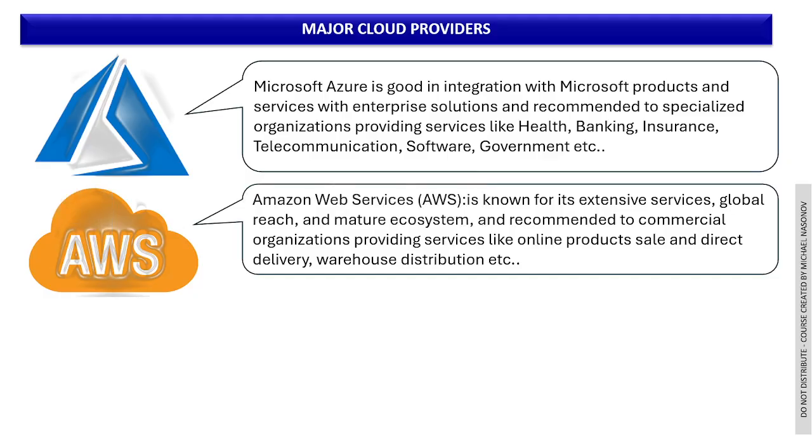Amazon Web Services, AWS, is known for its extensive services, global reach, and mature ecosystem, and is recommended to commercial organizations providing services like online product sale and direct delivery, warehouse distribution, direct door-to-door, and so on. Basically speaking, if you are in global sales.